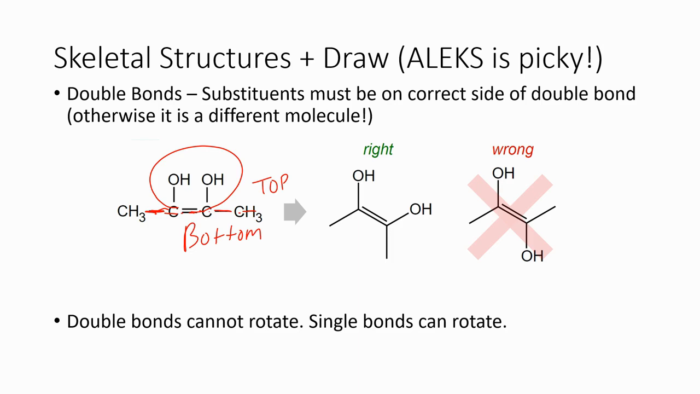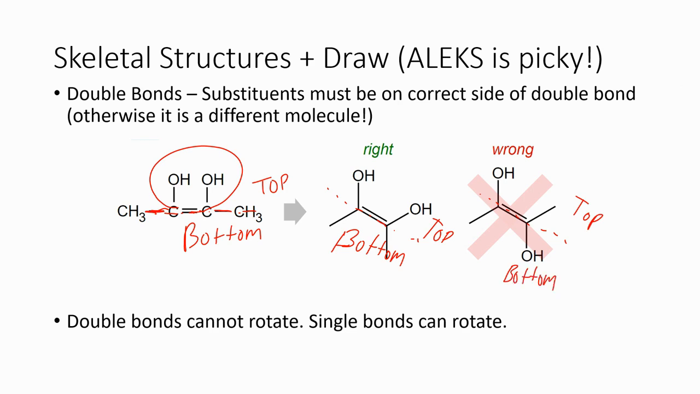So if I come over to my skeletal structure and I cut my molecule in half across the double bond, this is the top, this is the bottom. So these substituents have to be on the same side. That double bond locks the molecule and it can't rotate around a double bond. So this is a completely different molecule than this. They will have different properties, they'll have different melting points. So these are different molecules. So can you see how these are on the opposite side? This one's on the top, this one's on the bottom.